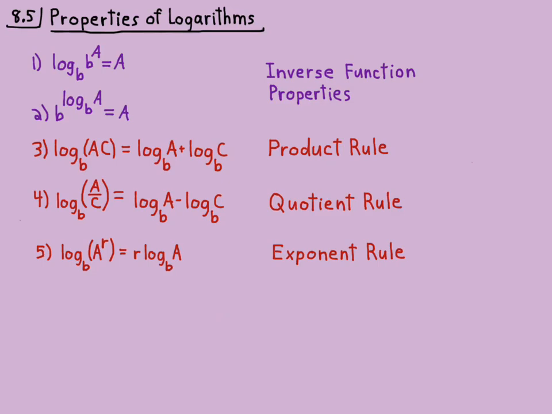Right. The last rule is the only one we have where there are two different bases. And that's called the change of base formula. So, of course, you're changing the base, so there are two different bases. So this is how you change from one base to another.